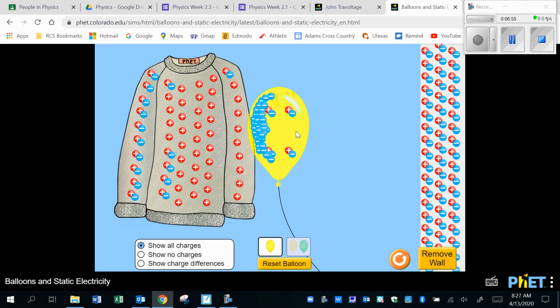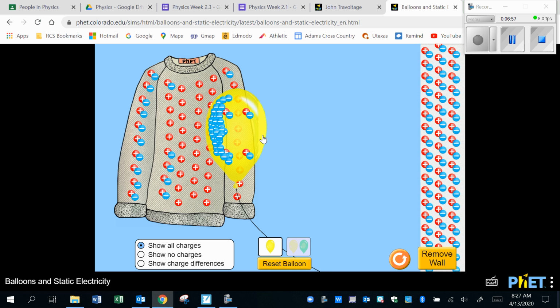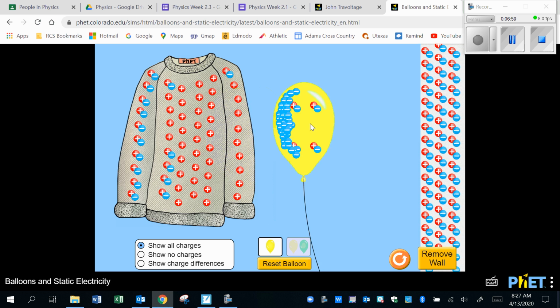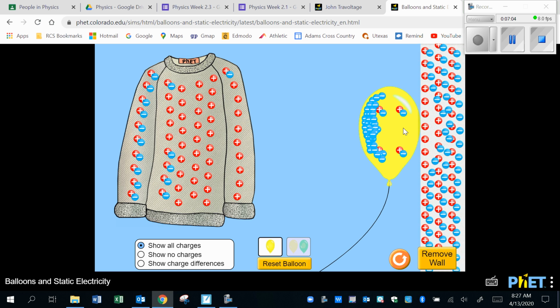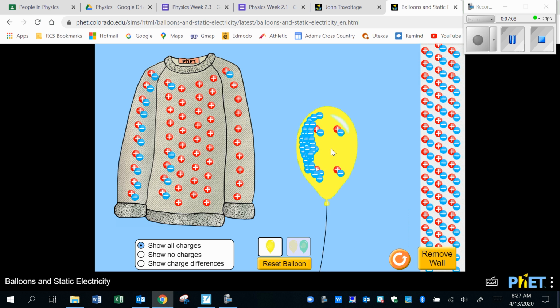Opposites attract. That makes sense. Let it go again, it gets pulled right back in. So what happens to the negatives when I pull it over the wall? Well, I watch the negatives shift away and the positives don't move at all. So the negatives are the things that have the ability to move, and the positives do not.